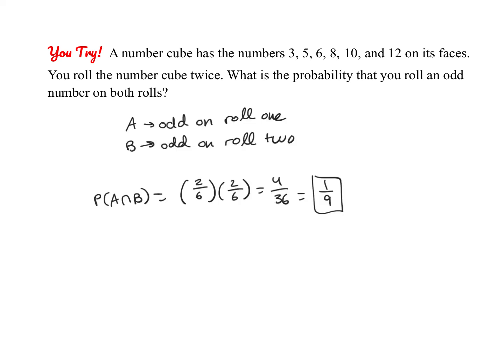All right, so go ahead and check your work here. So again, the first roll and the second roll are independent events because what you roll the first time doesn't take away options for the second one or change the possible options, because the dice stays the same. So I called event A an odd on the first roll, event B an odd on the second roll. Each probability is 2 out of 6, so you multiply those to find the probability of both, and you get 1 out of 9 when you simplify.